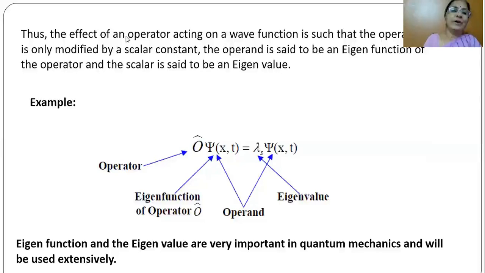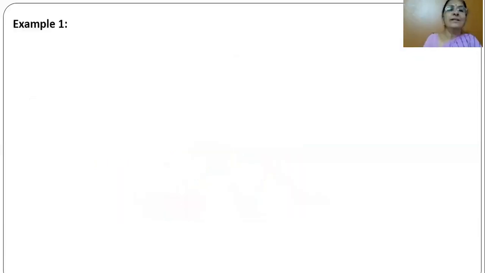Eigenfunction and eigenvalues are very important concepts in quantum mechanics and will be used very extensively. So you need to understand what is eigenvalue, what is eigenfunction. Let us take an example. Here the operator is d by dx and the operand is sine 4x. Let the operator act on the operand.